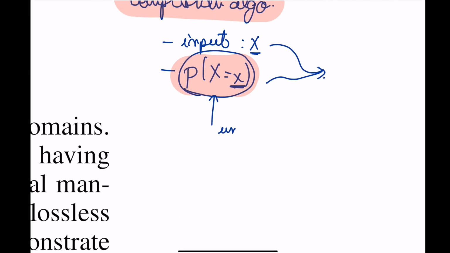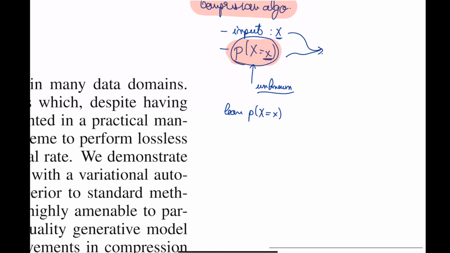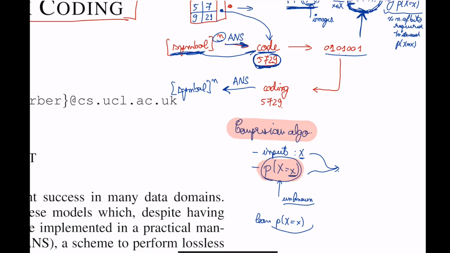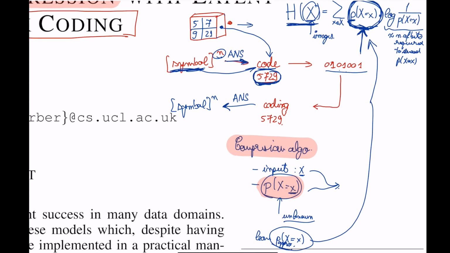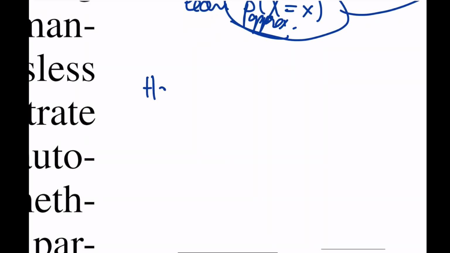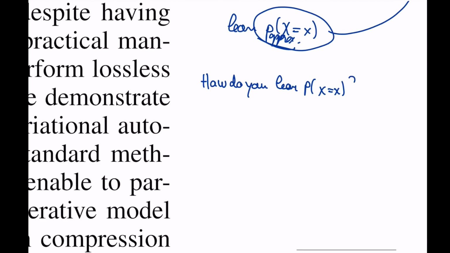And now, in reality, this is unknown. So our job is to learn P of X given X. So the better the P of X that we approximate, let's write it here, approximate, the better it approximates the true P of X, the better our compression. So now the question is, how do you learn P of X?